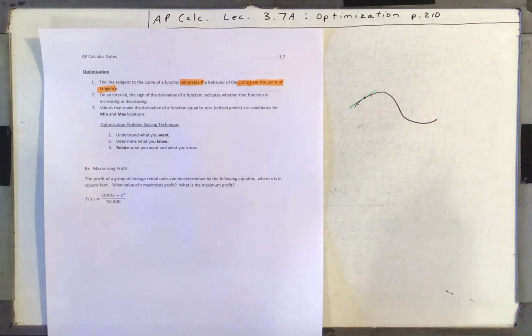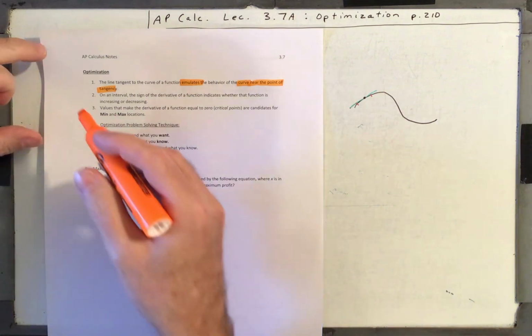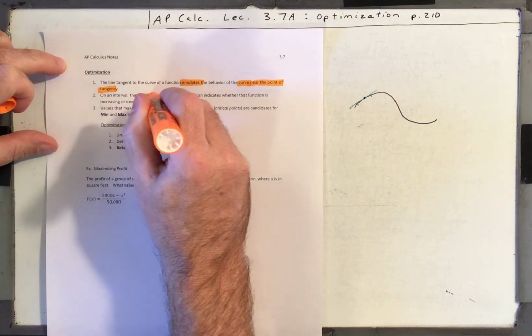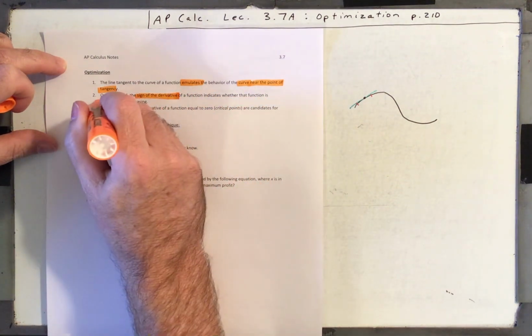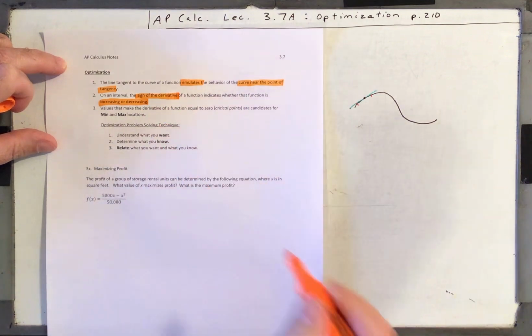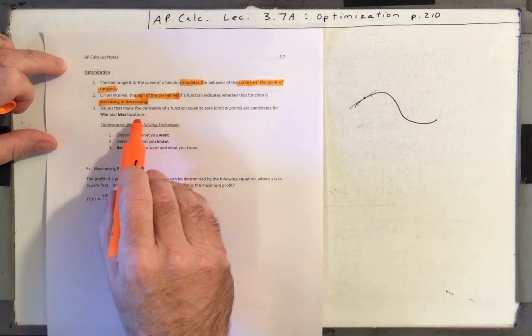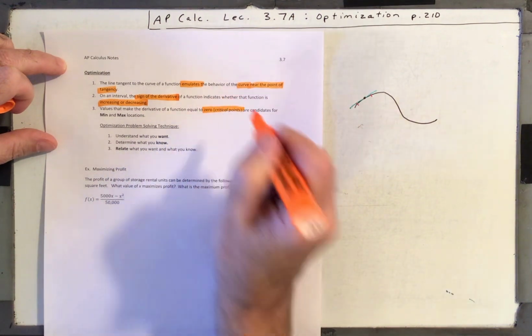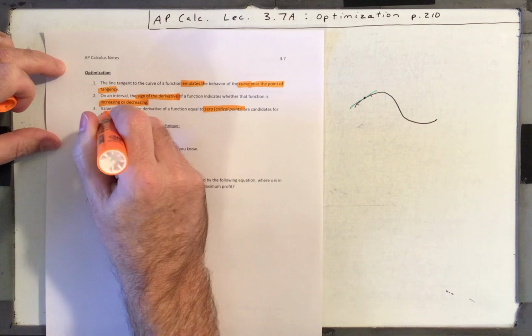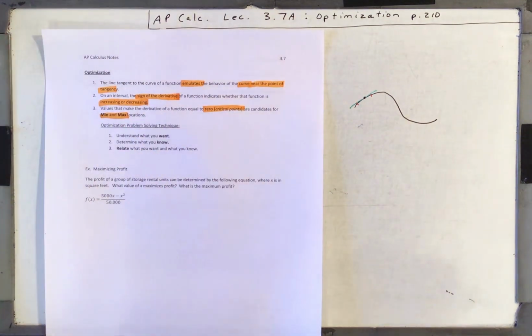All right, number 2, on an interval, the sign of the derivative of the function indicates whether the function is increasing or decreasing. So that's what we just did with the first derivative test. Okay, so you are absolutely used to doing that. And then values that make the derivative of a function equal to 0, so critical points, are candidates for max and min locations.